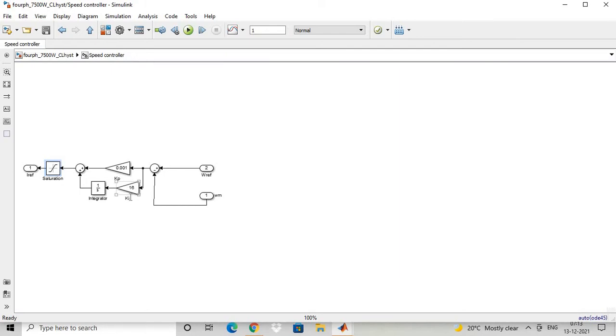So there are different methods, like you can go by trial and error method or Bode plot method. You can use any method, and that is another topic, the calculation of the Kp and Ki. Here, for understanding this concept, as a sample value, I have considered Kp is 0.001 and Ki is 16.